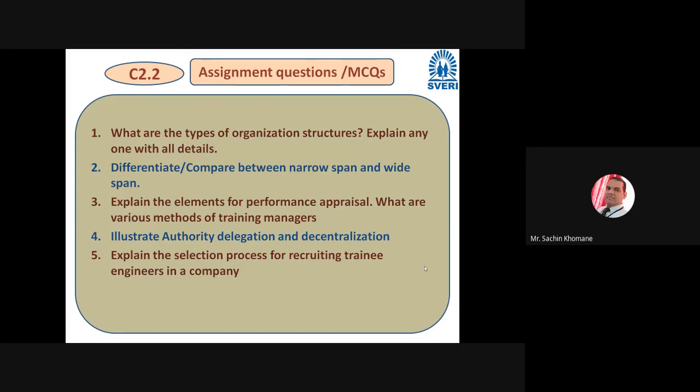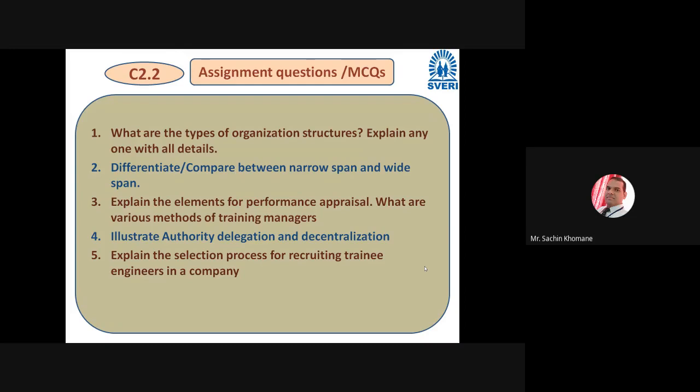Then another question is: differentiate, compare between narrow span and wide span. So there are 2 types of spans, narrow and wide span. You have to compare or differentiate what exactly the difference is, with the help of a block diagram also. This question is asked for 4 marks only, so you can write 7 to 8 differences for 4 marks.